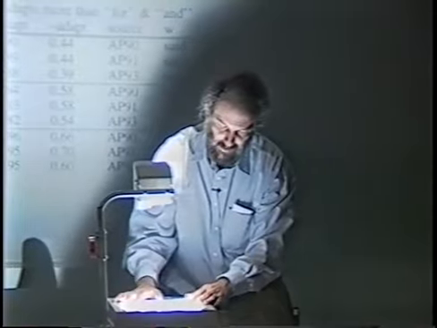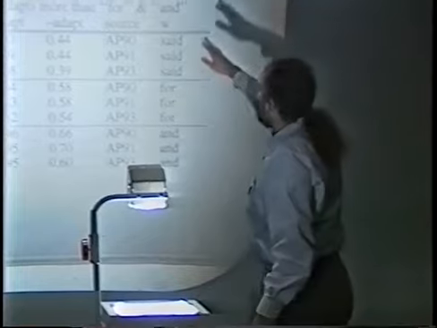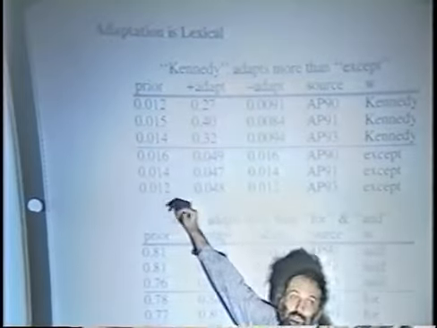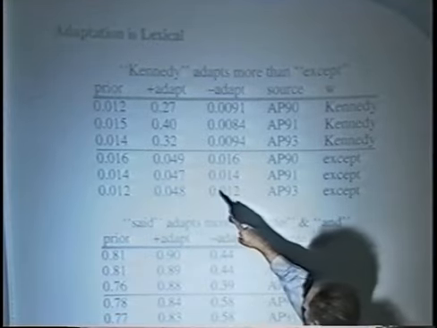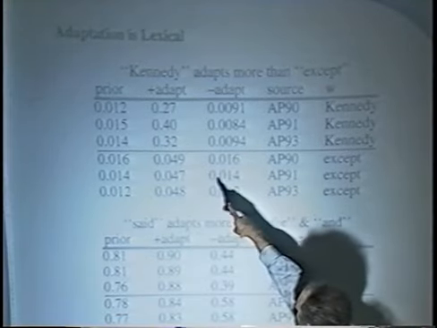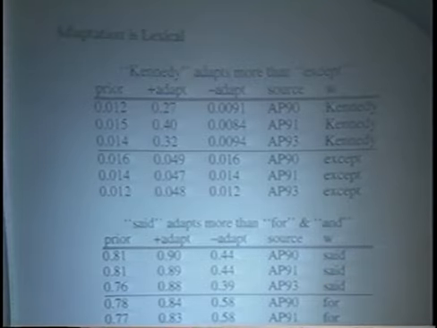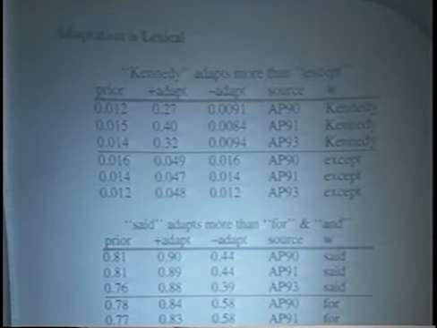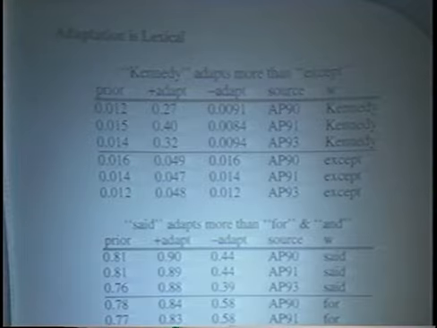Now, I also want to say that it's lexical, so that Kennedy and accept happen to have about the same prior in this corpus in each of these years of the AP. But Kennedy has much more positive adaptation and much more negative adaptation than accept does. So I think of Kennedy as manic, that it has huge highs and huge lows, whereas function words are kind of stable. Whatever they do, it kind of doesn't depend on any hidden variables like what's the document about.